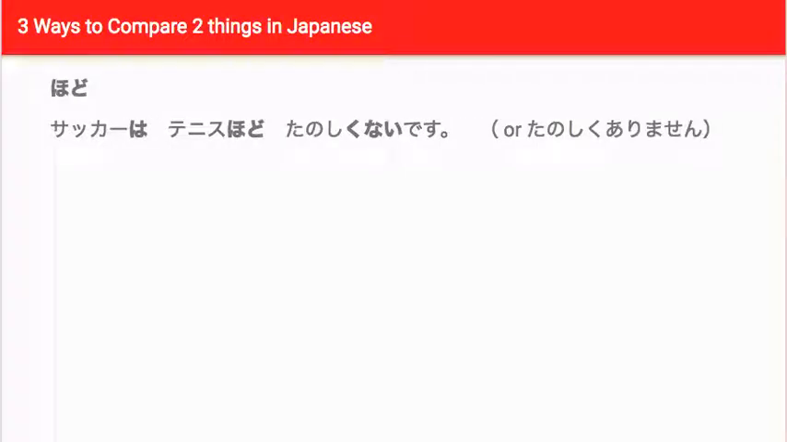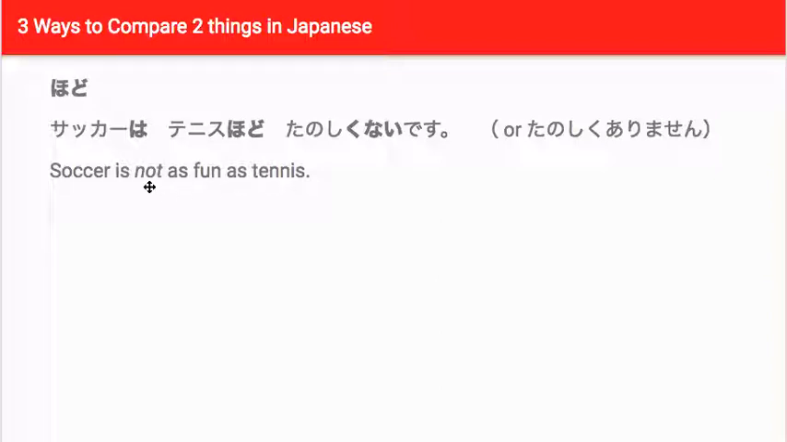A third way to compare 2 things in Japanese is using hodo. Saka wa tennisu hodo tanoshiku nai desu. This also has a different form. You can also use tanoshiku arimasen if you're more familiar with that. Tanoshiku nai desu is more common in speaking situations. And this sentence means soccer is not as fun as tennis.